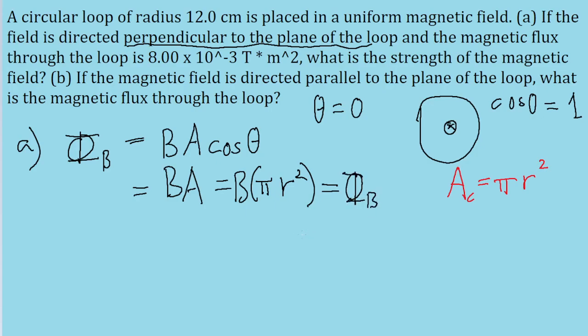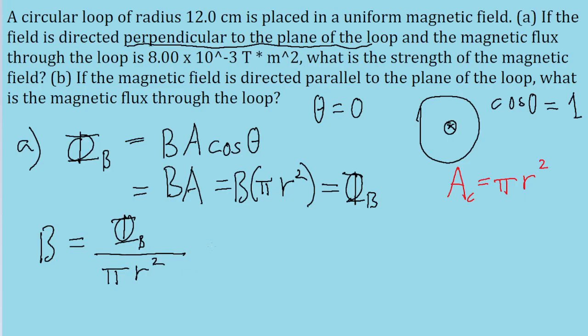Now we're given the flux, and B is what we're trying to find since we're asked to find the strength. So what I'm going to do to solve for B is algebraically solve for B by dividing both sides of the equation by pi r squared. So what we find is that B is equal to the flux, phi sub B, divided by pi r squared.